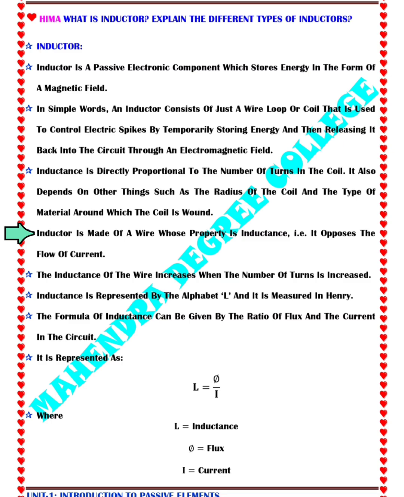Instead, when current starts increasing, the inductor opposes it by creating a magnetic field. When current decreases, the inductor tries to keep it flowing by collapsing its magnetic field and releasing energy. This opposition to changes in current is due to Lenz's law.